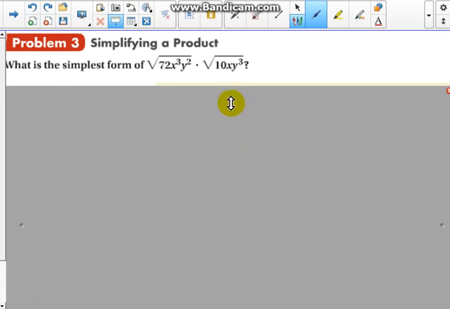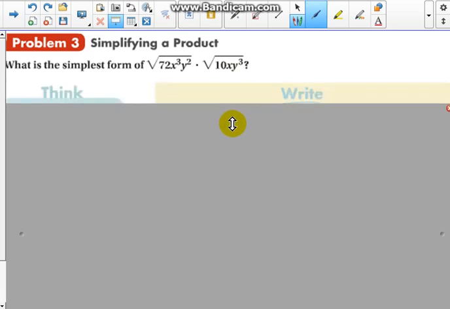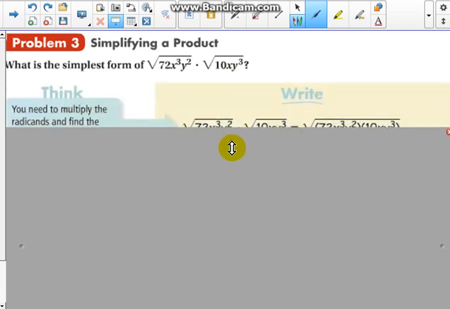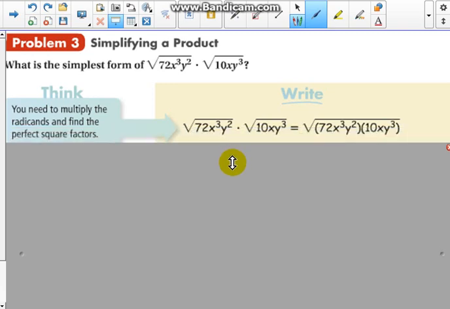So let's look at problem 3. Simplifying a product, we're still multiplying. What is the simplest form of the square root of 72 x cubed y squared times the square root of 10 x y cubed? So we've got our thinking right here. So you need to multiply the radicands to find the perfect square factors. So you think about what you have here. Because they're both square roots, we can combine them into one statement here.